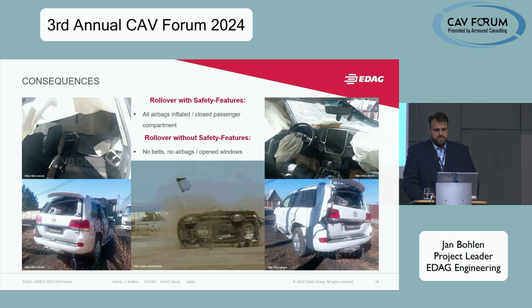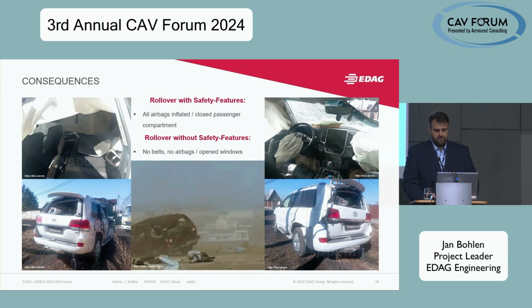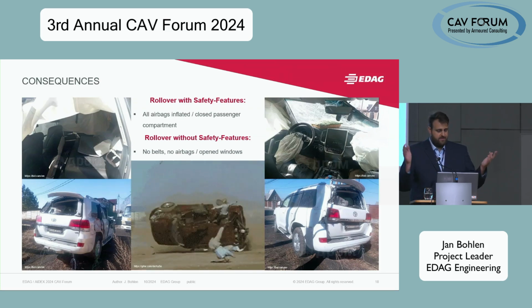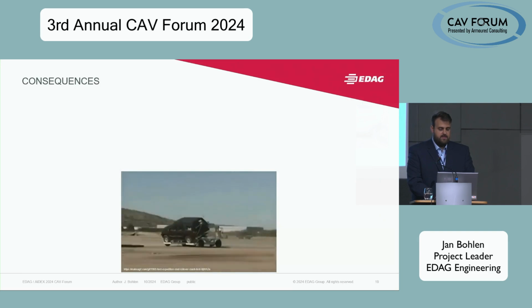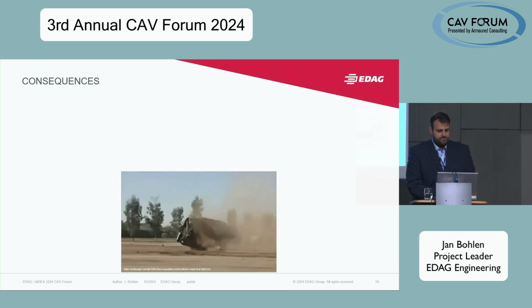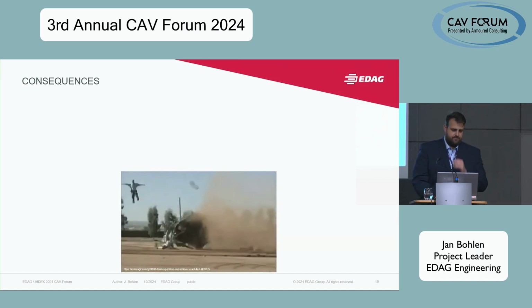This is what happens when no safety features are used. You have a rollover crash where no belts are attached, no airbags are deployed, and even the windows were opened. So we have the possibility that the occupants can be freely ejected from the inside to the outside. This is the video from a different perspective.